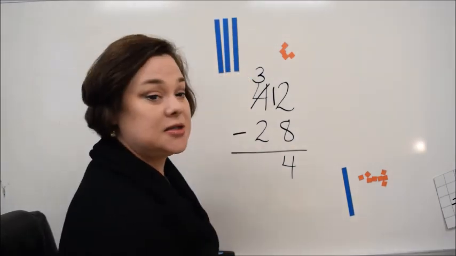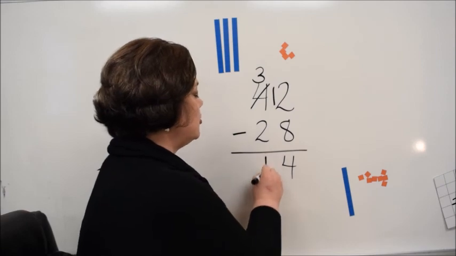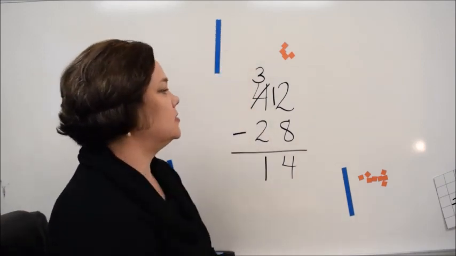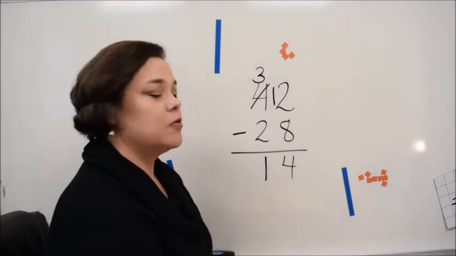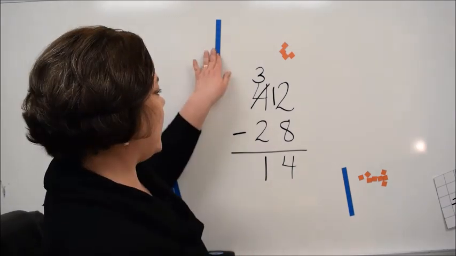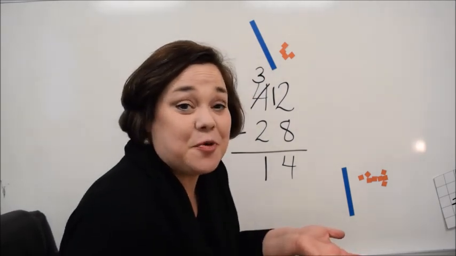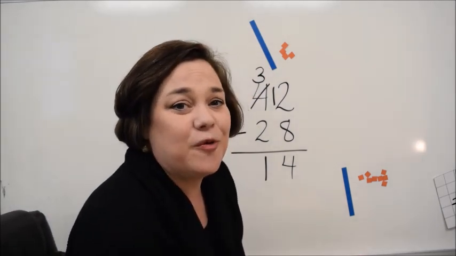And so here, 3 minus 2 equals 1. Let's make sure we did that. 3 take away 2 equals 1. So look what's left. Only 14. And we just practiced our subtraction. Great job!